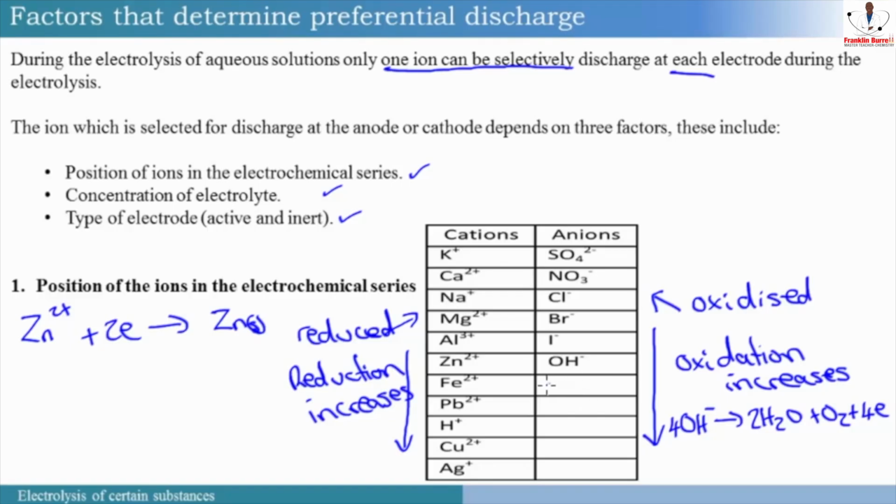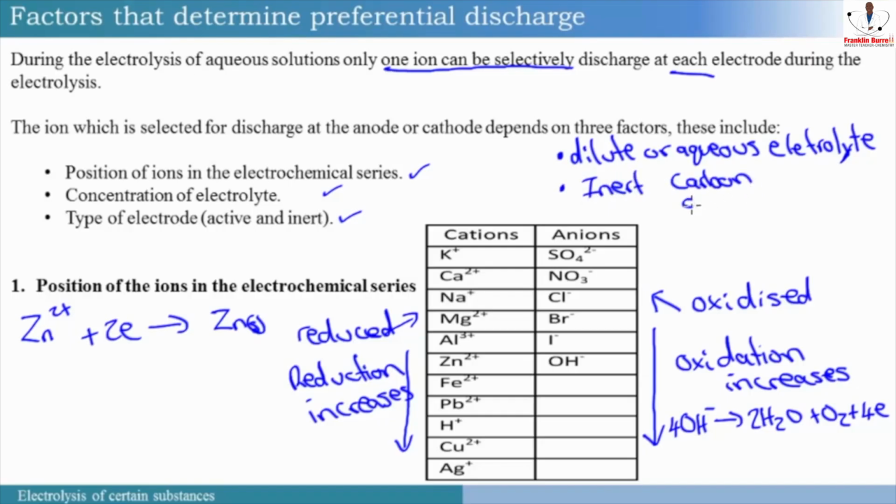One important point to note is that when you are dealing with positions in the series, you must look out for the type of electrolyte. They will say the electrolyte is either dilute or aqueous. The electrode must be inert, and that is carbon. You'll see carbon, you'll see graphite or platinum. So in terms of the electrolyte, it must be dilute, very dilute, or aqueous, and the electrode must be inert.